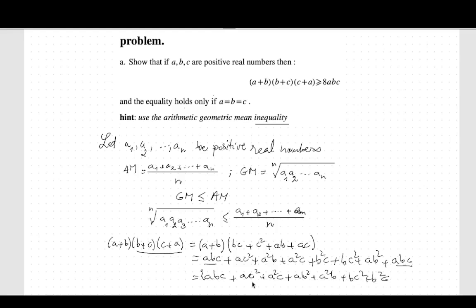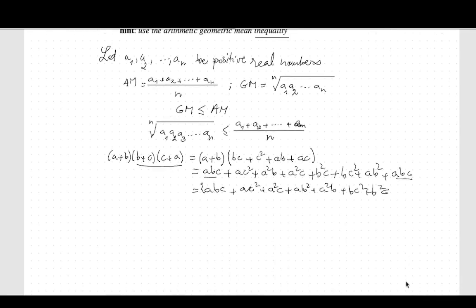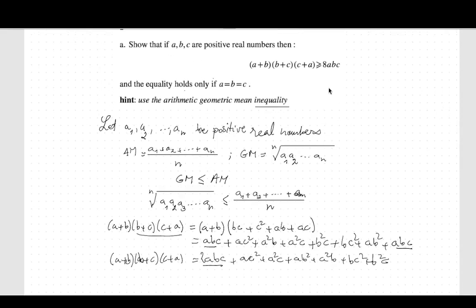Okay, now we see that this product (a + b)(b + c)(c + a) yields 2abc plus another sum of some products. So 2abc is what we want to see in the smaller side, which is 8abc. So we have 2abc.